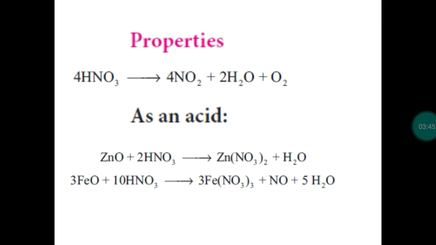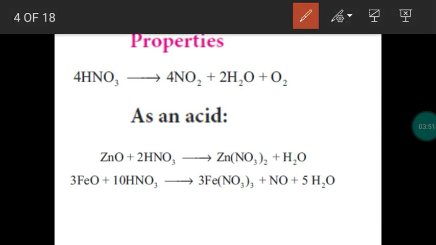Next, as we told already, at low temperatures nitric acid will be present as such. When temperature is increased, it will be decomposed. So when temperature is increased or nitric acid is exposed to sunlight, it will be decomposed to produce nitrogen dioxide gas, water molecules and oxygen gas. During this decomposition, the color will change to yellow.